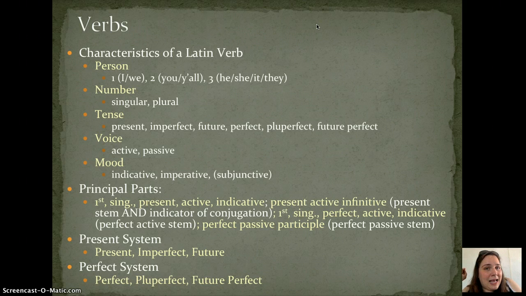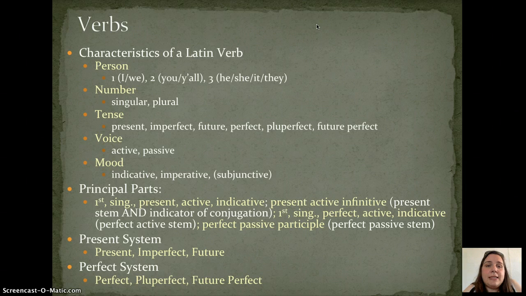There are 6 tenses in Latin. We're going to talk a little bit more specifically about them in a second. But the present, imperfect, future, perfect, pluperfect, and future perfect. There is the active and passive voice, and there are 3 moods: the indicative, the imperative, and the subjunctive. Now, the subjunctive you learned more specifically in Latin too. We're going to hold off on reviewing that. We're only going to review the indicative and the imperative in this video.